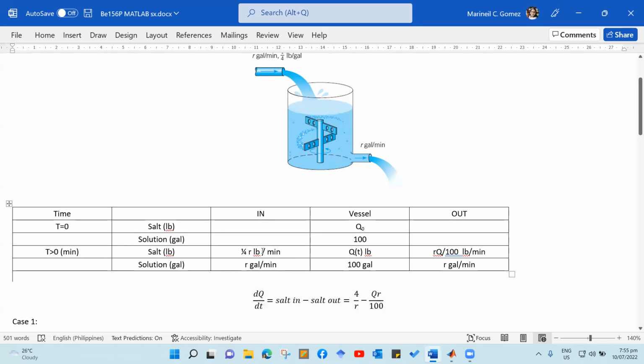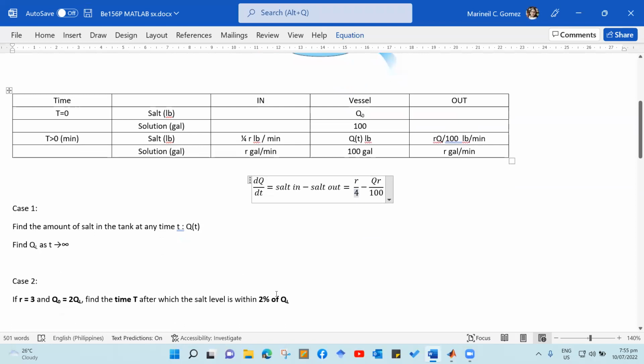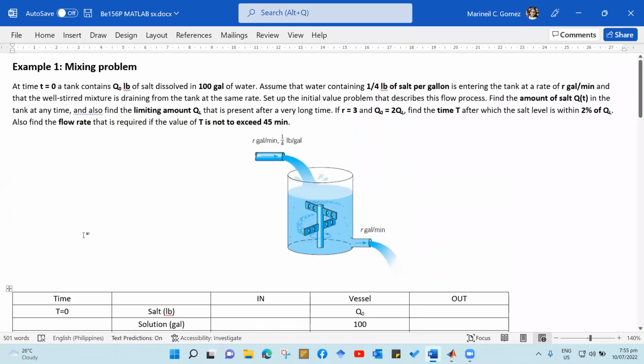So what is going in? Sorry, this is not 4R. This is R over 4 minus QR over 100. Now, for the first case, find the amount of salt in the tank at any time t, where we get the function Q sub t, and find Q sub L as t approaches infinity. So basically, this is this part.